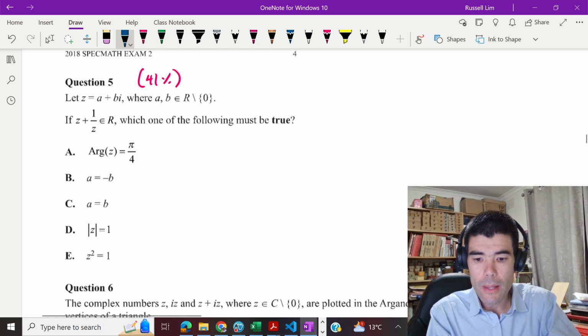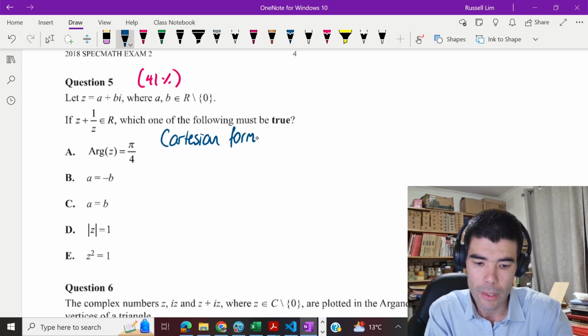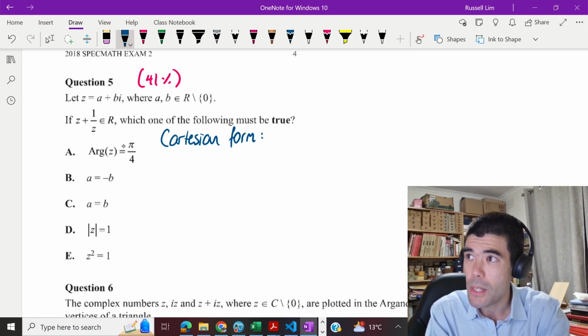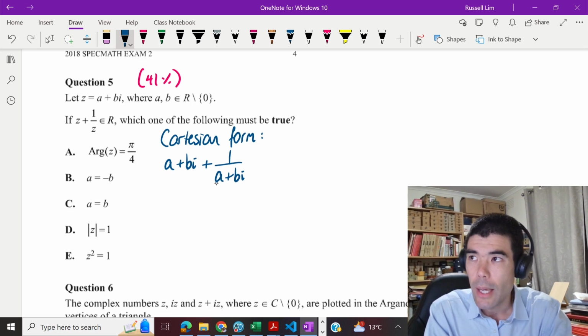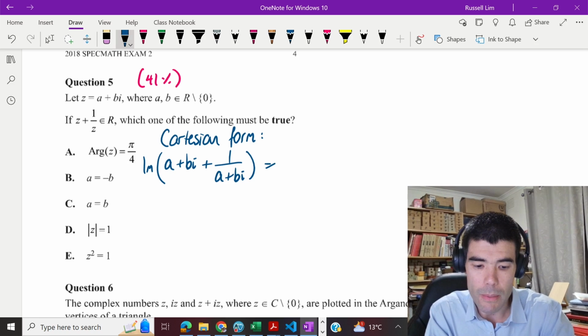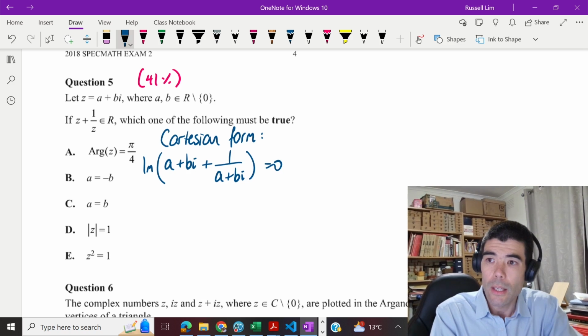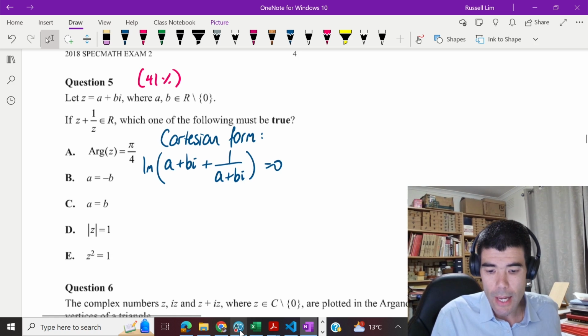So there's a few ways we can think about it. If we take it in Cartesian form, we'll have z plus 1 over z, so a plus bi plus 1 over a plus bi. And we know that this must be a real number, so the imaginary part of that is going to be 0. Now, from there, we could simplify this by multiplying top and bottom by the conjugate. But we can also simplify this on the CAS calculator.